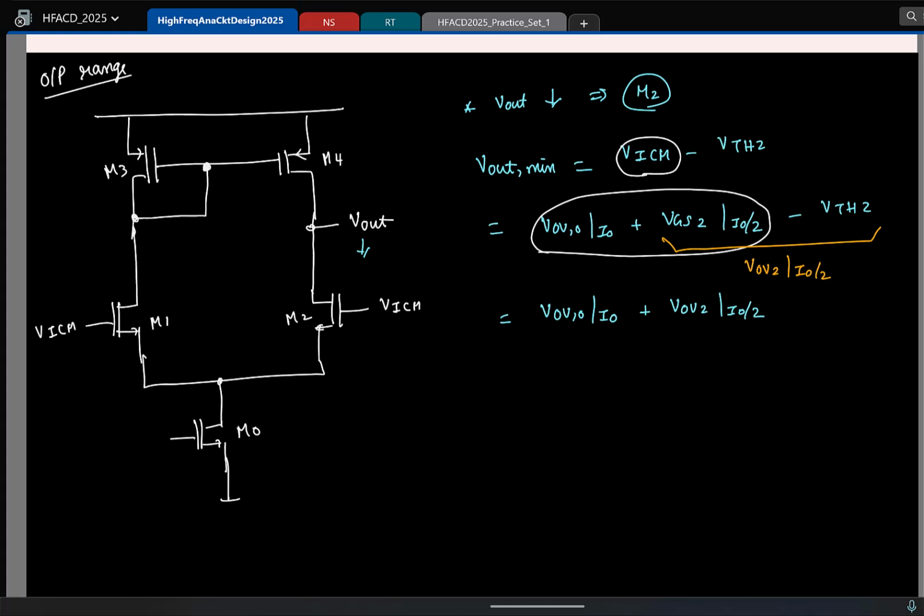Great. So then let's do the upper limit. So here let us say I keep increasing Vout. Okay. So if Vout keeps increasing, which transistor can go out of saturation? Yeah, M4, because if the drain voltage increases, PMOS transistor will not be happy. So I'll say M4 goes out of saturation.